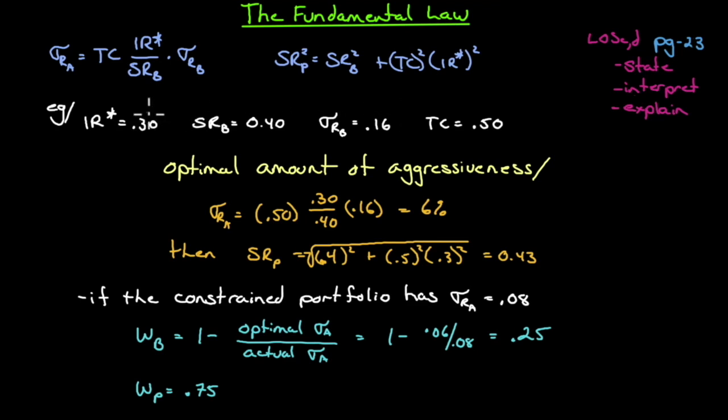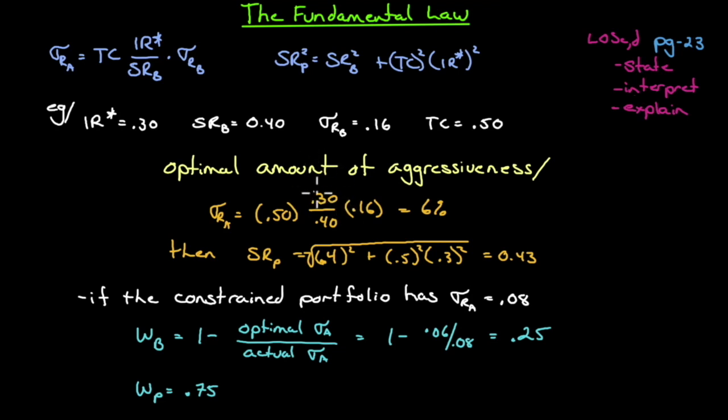Let's assume that we have some observations we can make. We have an information ratio, based on optimal, unconstrained weights, of 0.3. The benchmark that our performance is being related to has a Sharpe ratio of 0.4 and a standard deviation of returns of 0.16, and we have some constraints, which brings our transfer coefficient down to 0.5. So there's quite a few constraints there. What is the optimal amount of aggressiveness we can now take, given that we have a transfer coefficient of 0.5?